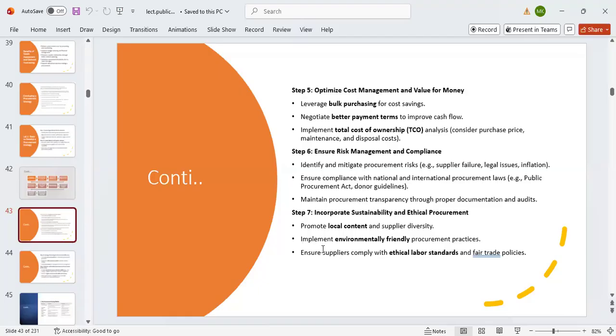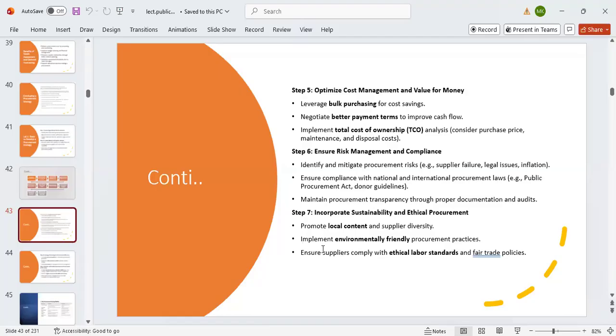It requires you to know that as a client, you may not have the money. So you should be able to set proper payment terms so that there can be a free flow of cash along the proceedings, so that you do not shortchange anybody. Also, under that particular column, we said we should practice what we call total cost of ownership, taking into consideration the purchase price, the maintenance, and disposal cost. All should be included in your dealings.